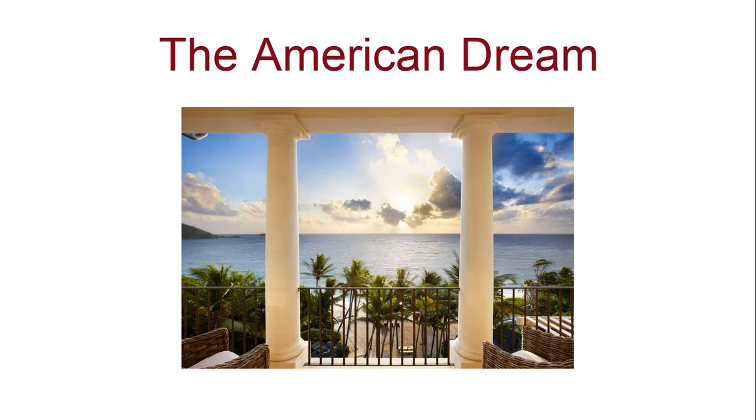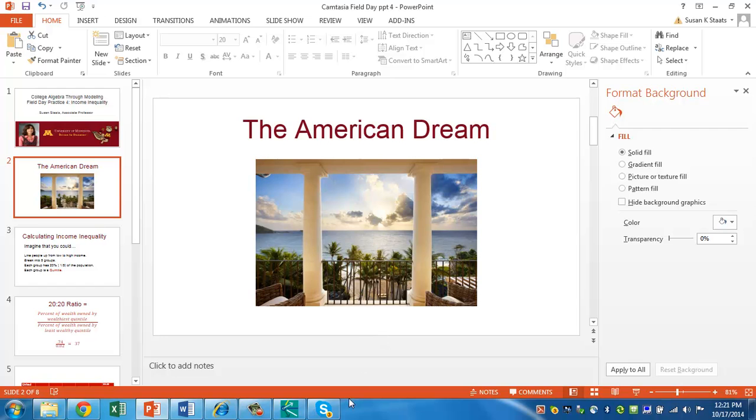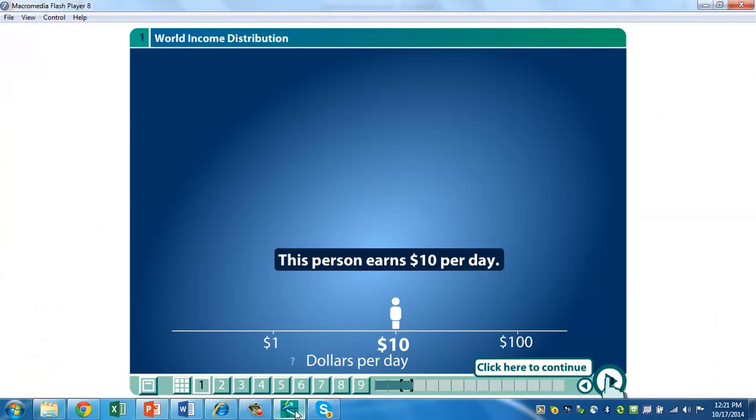Whether the American dream is reality or just a dream is very controversial. It depends on your politics. Some scholars believe that it depends on income inequality. So let's look again at our animation in www.gapminder.org. This animation is set in the year 2000 when there were about 6 billion people in the world. This person lives on $10 per day or $3,650 per year.